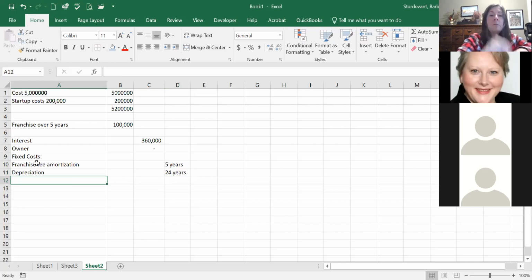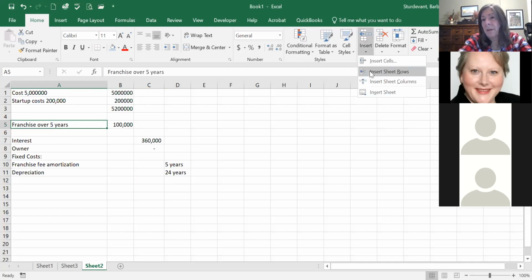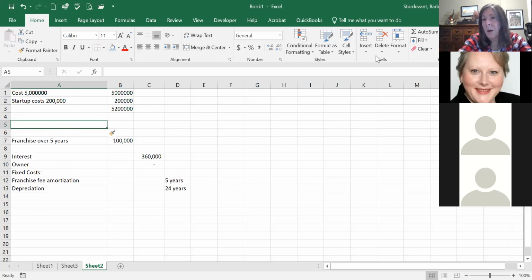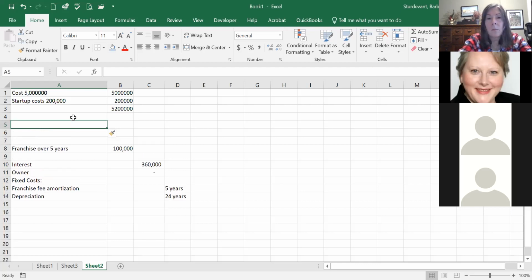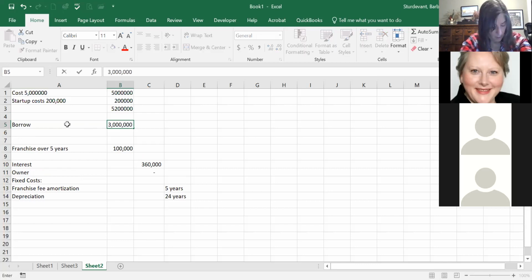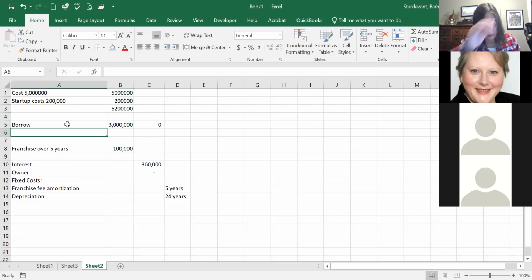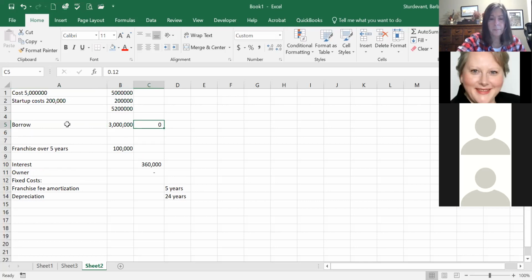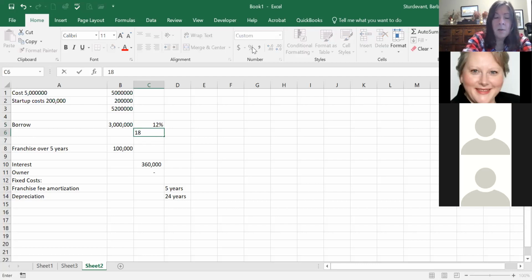Okay, so the way we're going to pay for this is we are going to borrow. So we're going to borrow from the bank. And it tells us we're going to borrow 3 million at 12%. Okay. The owner wants an 18% return. Okay, the owner wants 18%.